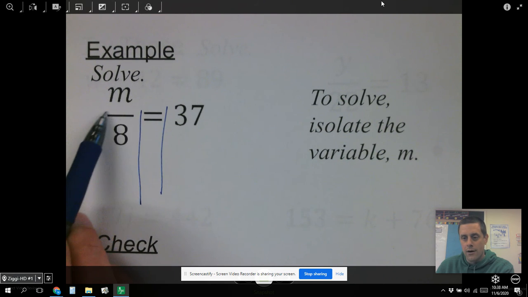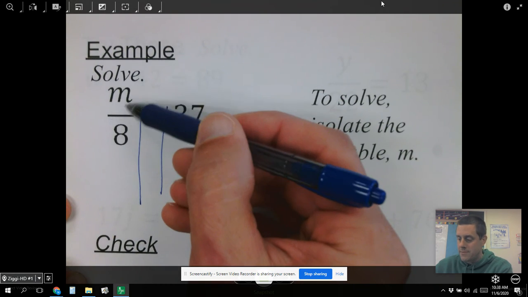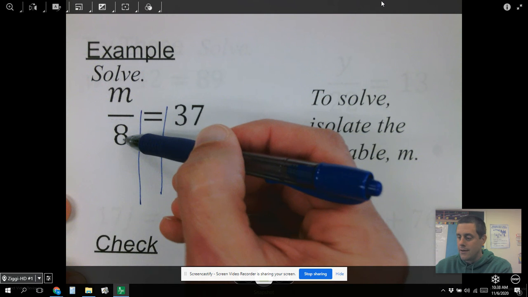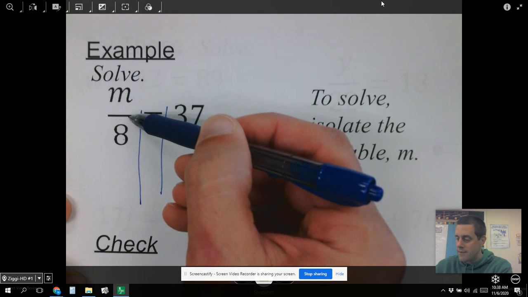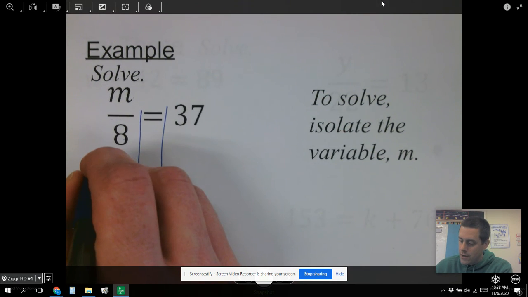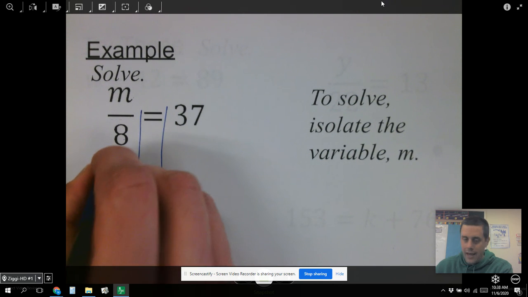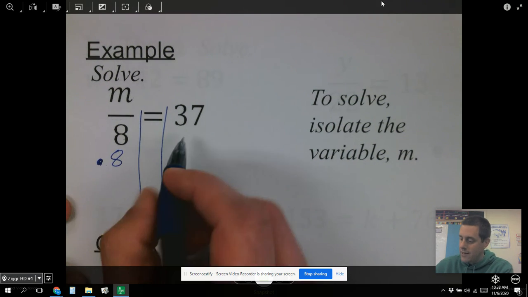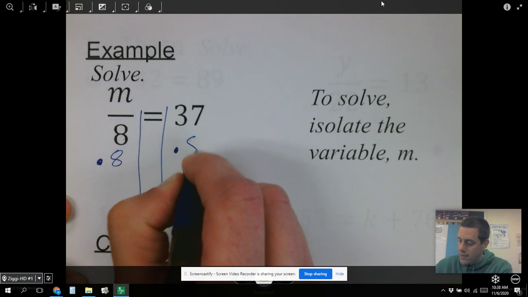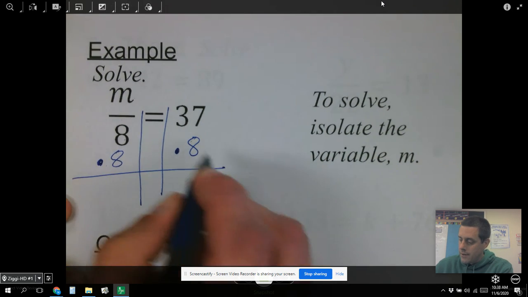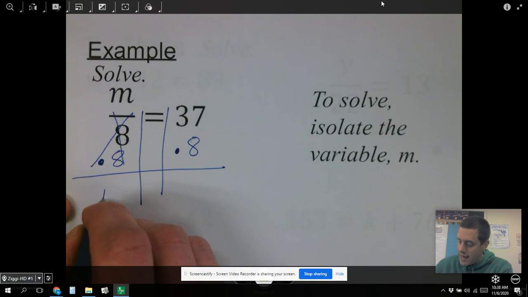Remember, this fraction bar means division. So m is being divided by 8. To isolate m, I want to do the opposite of dividing by 8, and that is to multiply by 8. Anything I do to one side of the equation, I'm going to do the exact same thing to the other. Inverse property leaves me with just m on the left.